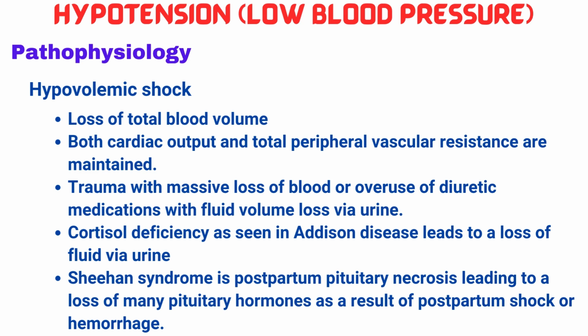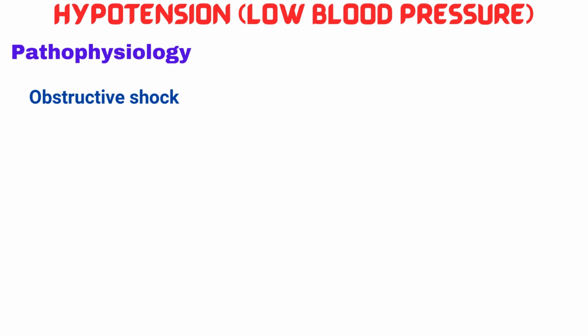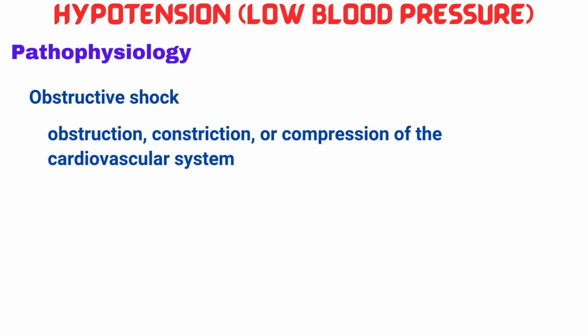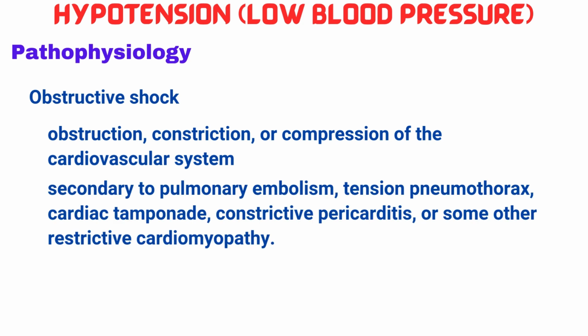shock or hemorrhage. Obstructive shock occurs with the obstruction, constriction, or compression of the cardiovascular system such that the blood flow does not efficiently occur or there is a decrease in stroke volume of the heart. This leads to a relative drop in blood pressure systemically. Obstruction may occur secondary to pulmonary embolism, tension pneumothorax, cardiac tamponade, constrictive pericarditis, or some other restrictive cardiomyopathy.